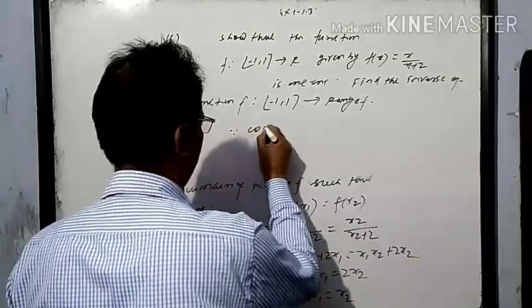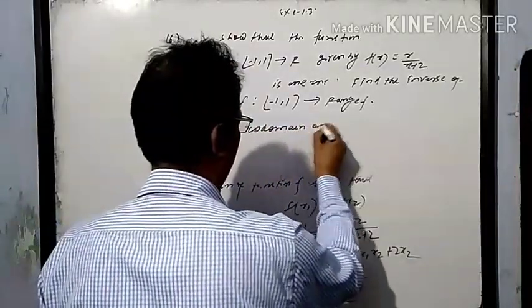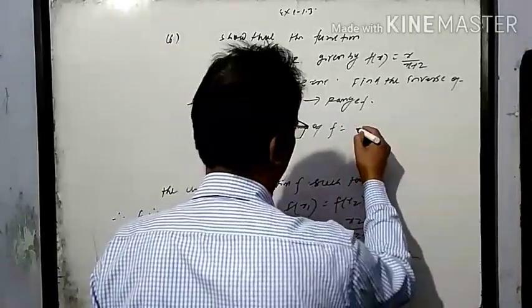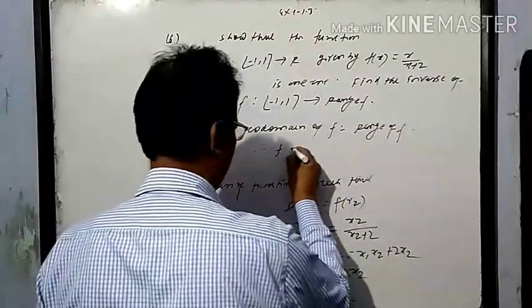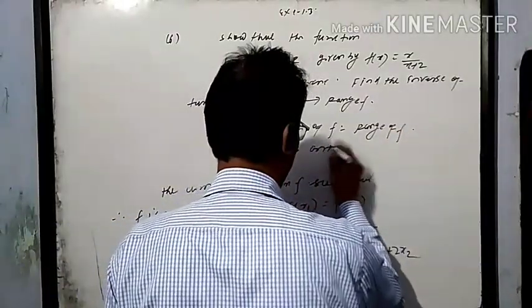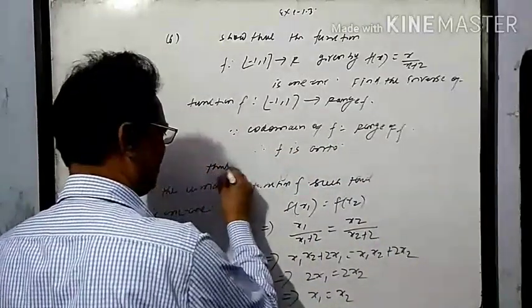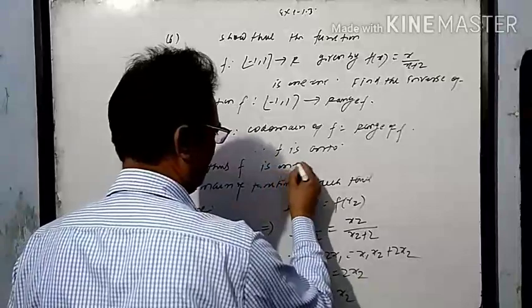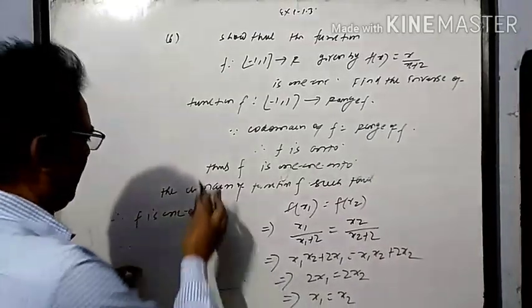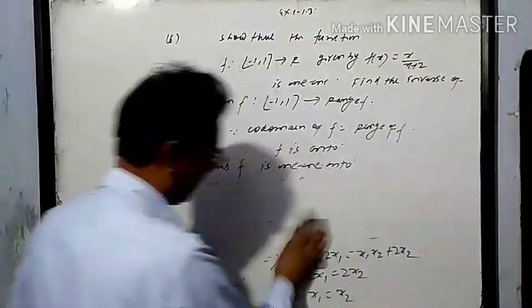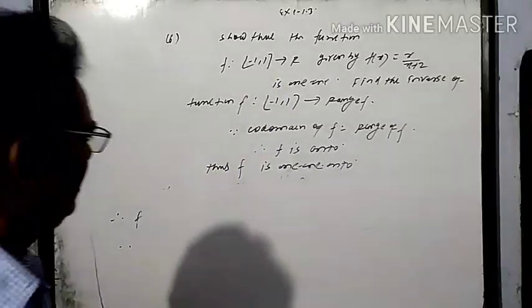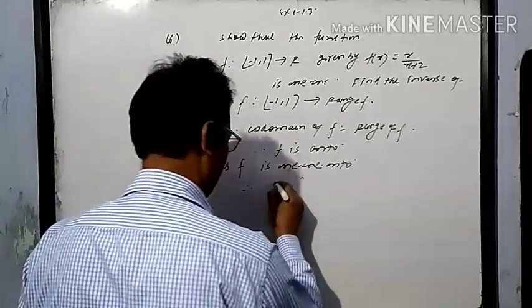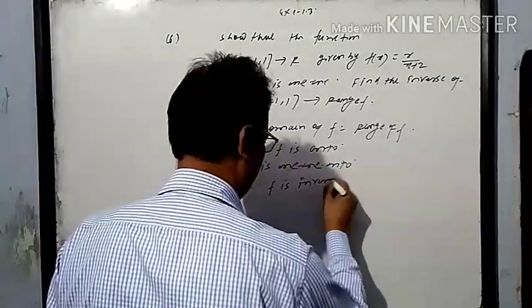Since the codomain of f is equal to the range of f, therefore f is onto, thus f is one-one and onto. Therefore, function f is invertible.